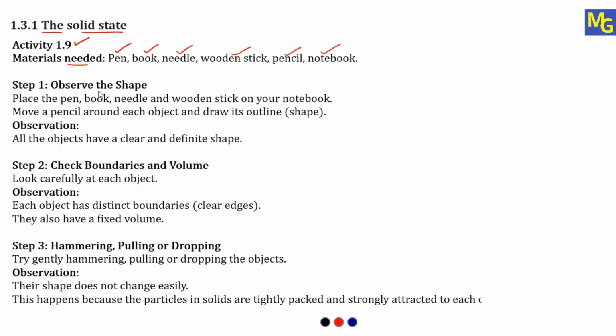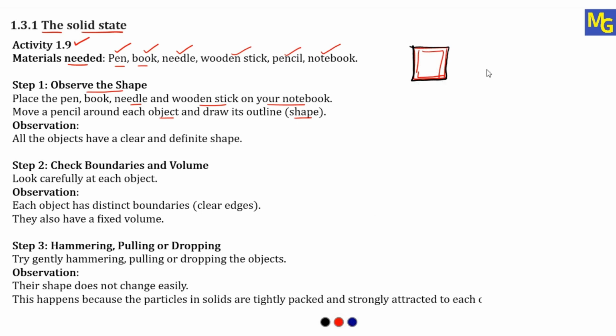Now step 1, observe the shape. We have to observe the shape of all these materials. Place the pen, book, needle, wooden stick on your notebook. Move a pencil around each object and draw its outline. That is nothing but shape. For example, if this is the book, I keep this book on the notebook, take a pencil, and make an outline around the book like this. Now remove the book, and you can see the rectangular shaped structure on your notebook.